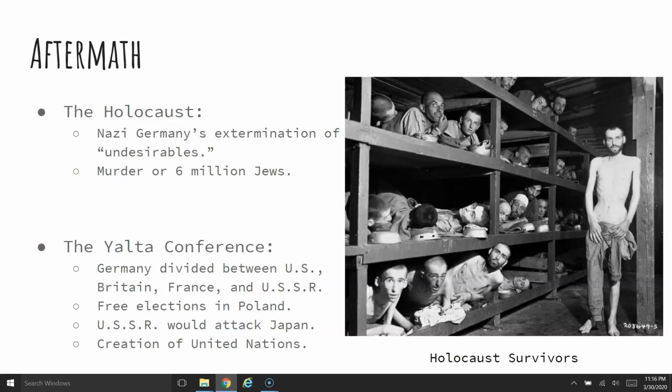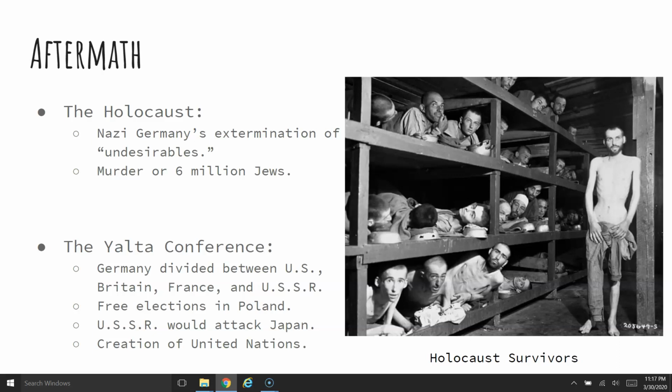The total number of deaths from the Holocaust is usually numbered around 11 million, because remember, it wasn't just Jews that were targeted. You had gypsies, homosexuals, Jehovah's Witnesses, and so on and so forth.